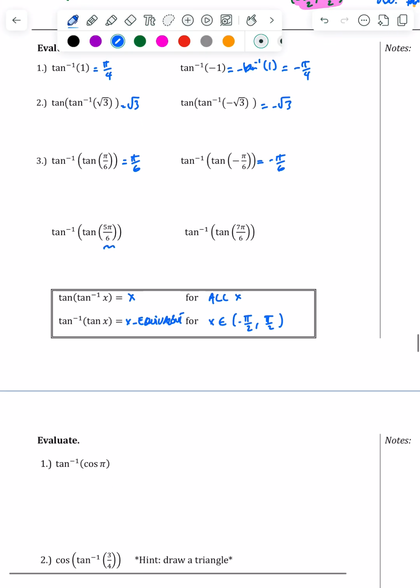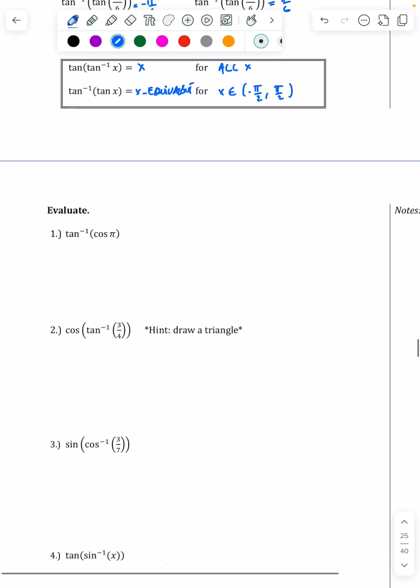Now 5 pi over 6, that's problematic. That's not between negative pi over 2 and pi over 2. So we're going to find the equivalent, and that's going to be negative pi over 6. And here, same thing, 7 pi over 6. Tan inverse of tan of 7 pi over 6 is actually just pi over 6. Okay, so these are not too bad.